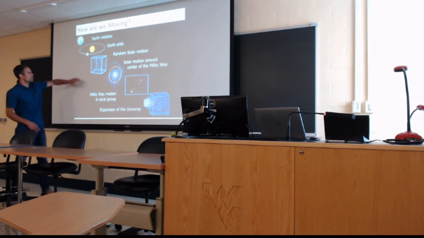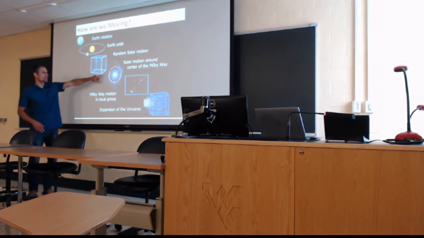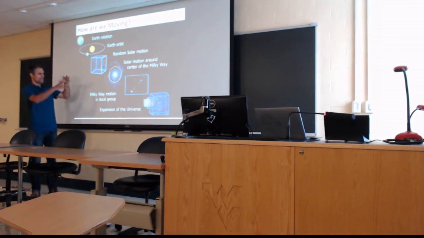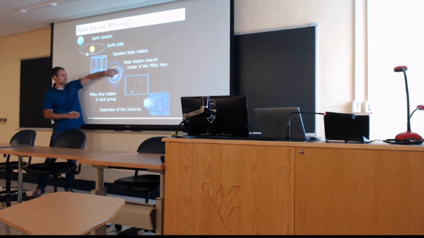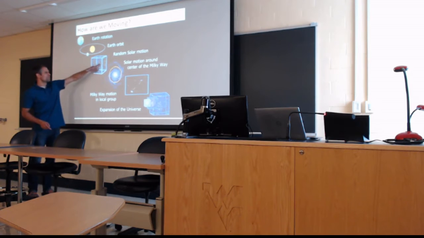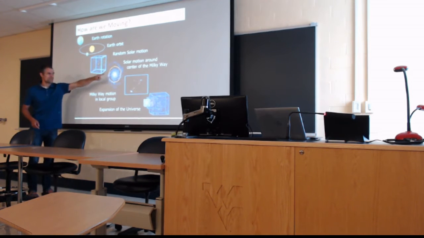And the sun is not on a perfectly circular orbit around the galactic center. Instead, it has some components out of the plane of the galaxy. So let's imagine this is the plane of the galaxy. The sun is moving out a little bit. It's moving in a little bit. And so the solar motion is not 100% circular.